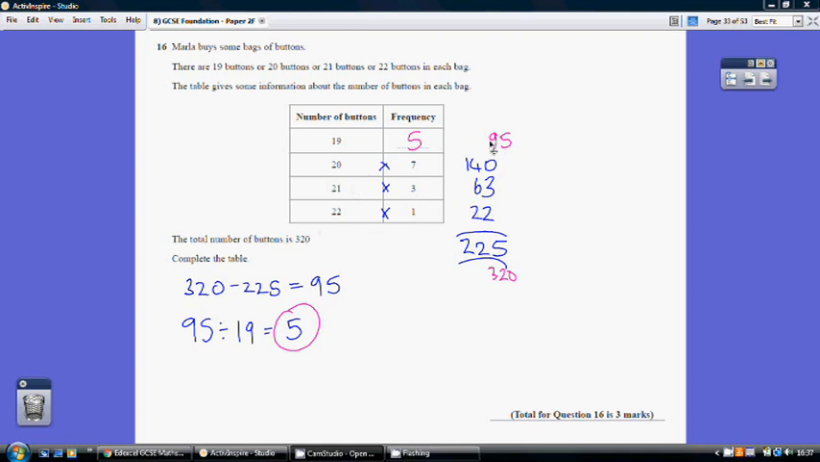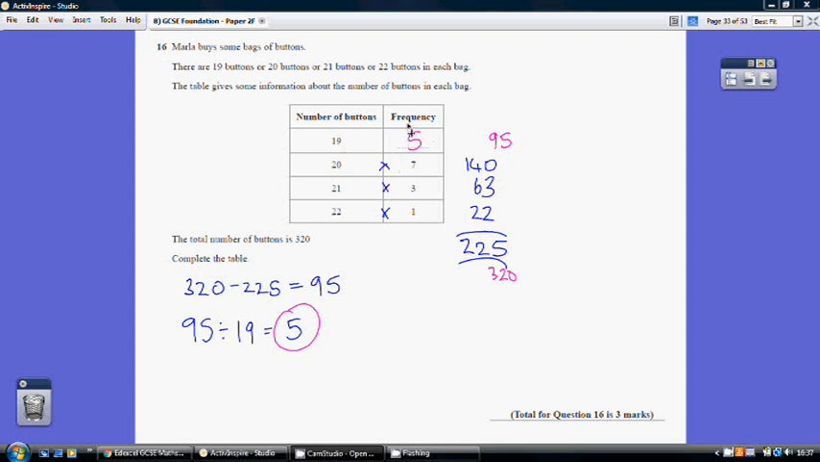So the number of buttons up here in this row must be 320 take away 225, which is 95. So how many times will I have got 19 buttons in order to get 95 buttons in total? Well, I do 95 divided by 19 to give me my 5. So my final answer is 5.